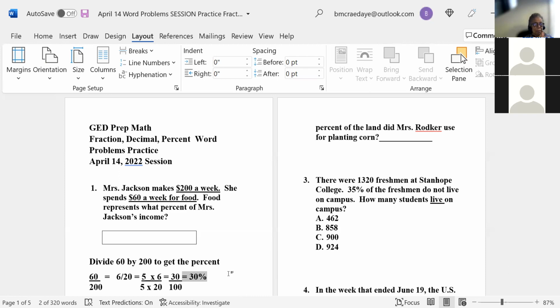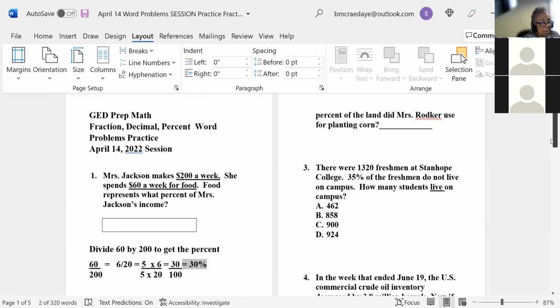But Maureen, remember, it's part over whole. You were saying 200 over 60, but 200 is the whole. 60 is the part, the part of her weekly pay she's spending on food. So the 60 has to be in the numerator and the 200 in the denominator. Maureen, you understand why you wouldn't have the 200 over 60? All right. Let's look at number 2. Any questions on number 1?